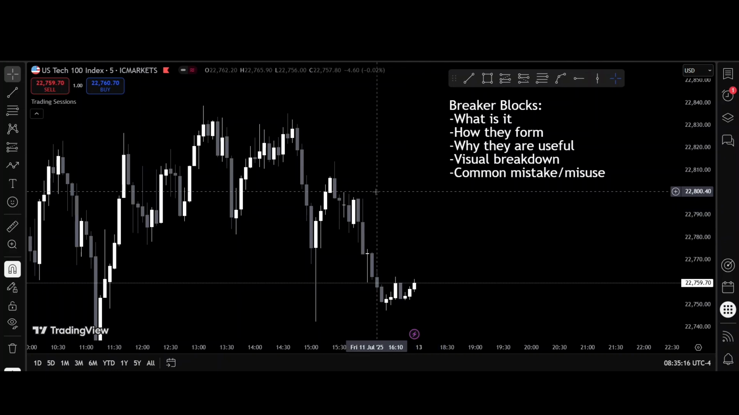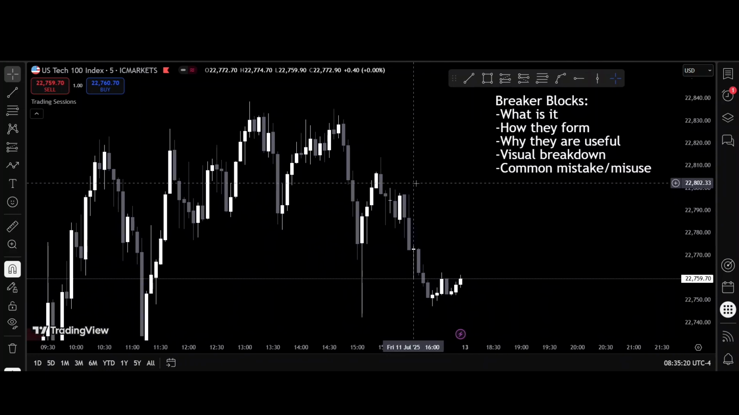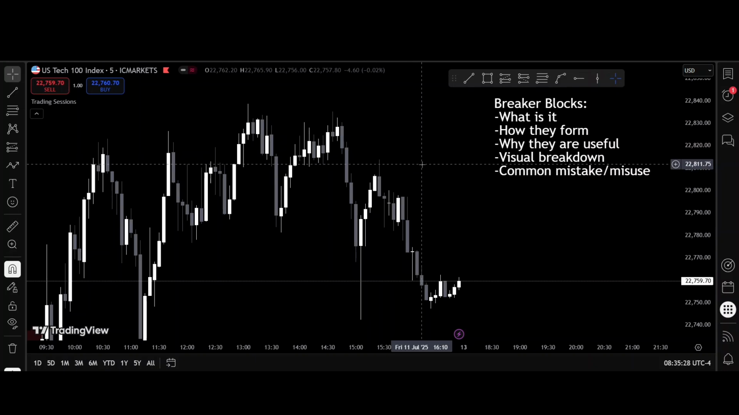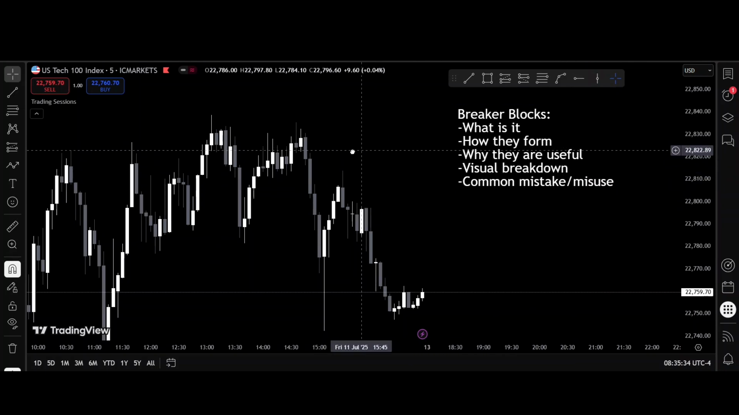Price then breaks structure in the opposite direction, and now the retracement becomes the breaker block. Okay, this is a rough start, bro, but just bear with me, please. Once you get to the visual breakdown, you'll understand.